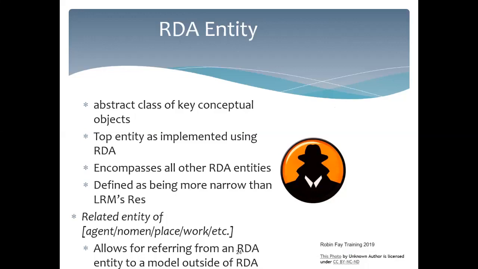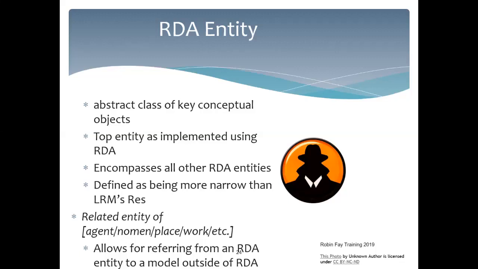So I think that's kind of a confusing term because we have sort of RDA entities as general, and then we have the RDA Entity, which is sort of our master entity in terms of where it fits in. So the RDA Entity is the big entity that fits at the top, that abstract class of key conceptual objects. And this is really where we plug into the LRM. It is our plugin. This is our top entity in the RDA model, and it encompasses everything else. So, whatever works for you to make it easy to remember. It's the entity of all entities in RDA.